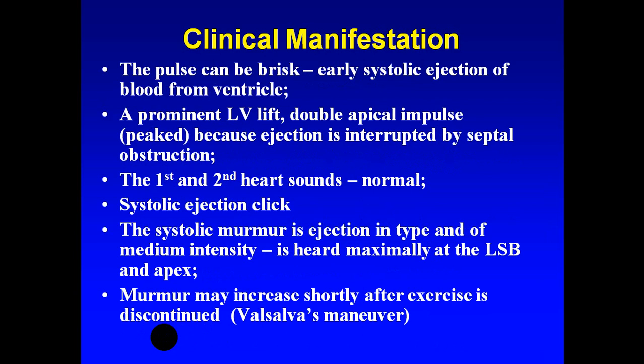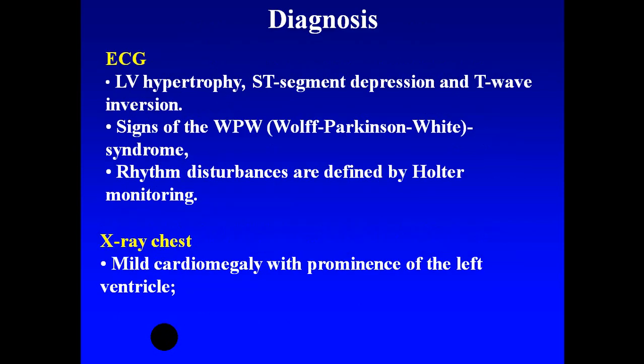The pulse can be brisk, with early systolic ejection of blood from the ventricle, a prominent left ventricular lift, and a double apical impulse. The peak is because ejection is interrupted by septal obstruction. The first and second heart sounds are normal. A systolic ejection click is common. The systolic murmur is ejection type and of medium intensity, heard maximally at the left sternal border and at the apex. The murmur may increase with the Valsalva maneuver, and shortly after exercise is discontinued.